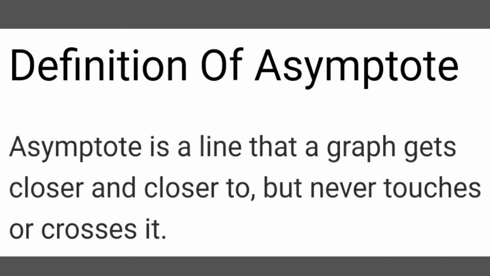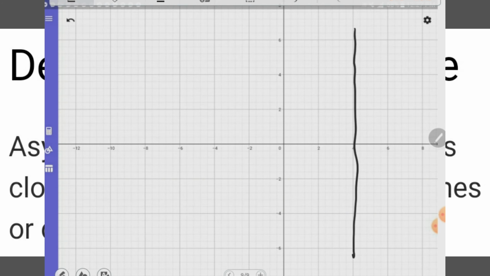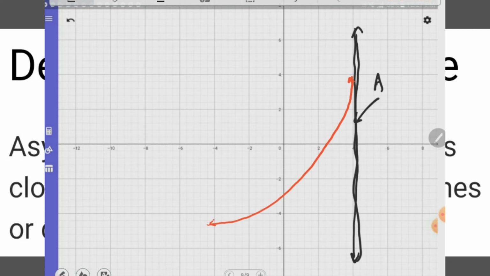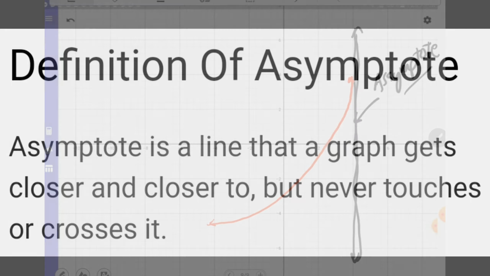Okay, so let's define first asymptote. It says here, asymptote is a line that a graph gets closer and closer to but never touches or crosses it. So it looks like this. So it's a line or linya na yung ating graph ay papunta sa kanya, palapit ng palapit, but it never touches or hindi niya pwedeng ma-hit o ma-cross. So yung linya na yon na hindi pwedeng tamaan ng ating graph ay tinatawag na asymptote.